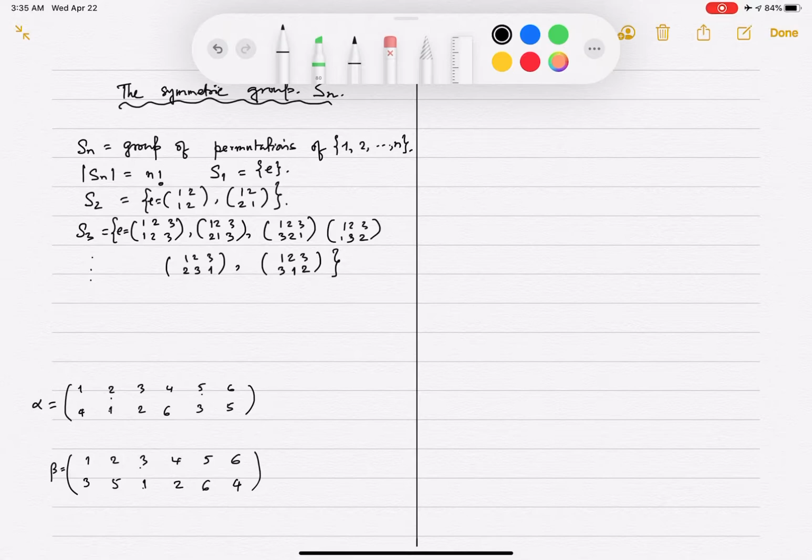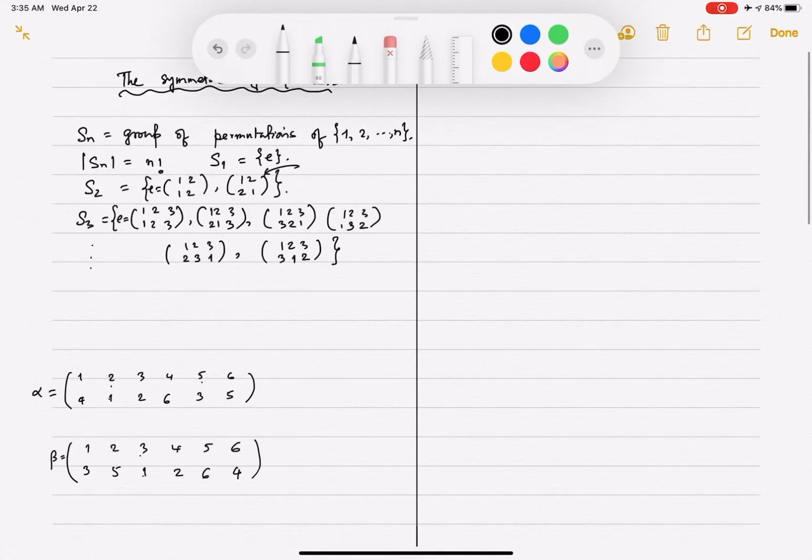So it has the trivial permutation that takes 1 to 1, 2 to 2, the identity element, and the permutation that takes 1 to 2, 2 to 1. You write it like this. Okay. And then S3 has 6 things. So here is, for example, a typical thing of S3.